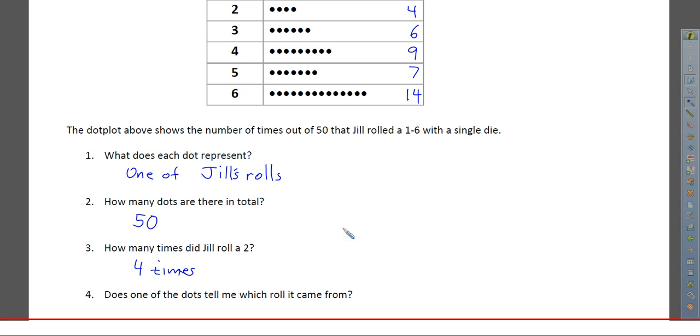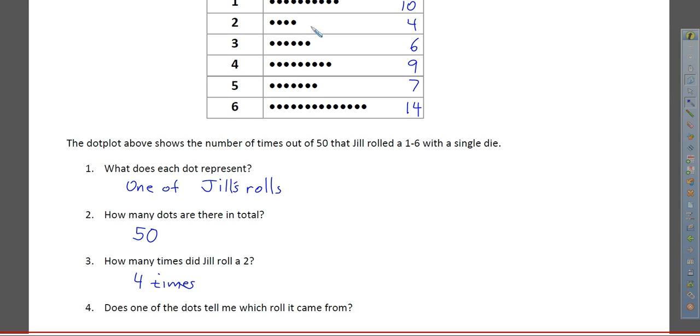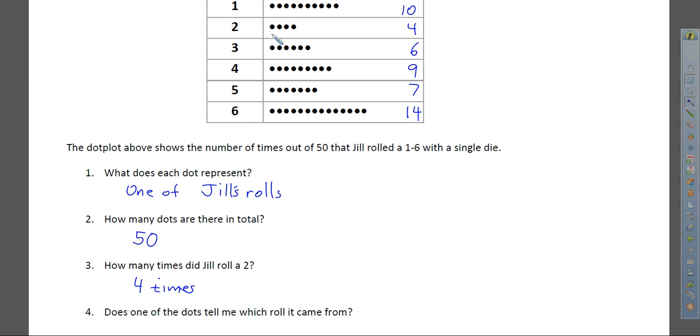Now, does one of the dots tell me which roll it came from? Do I know what roll this was? So if I look at this first dot on the 2, do I know which roll that was? Was that the 5th roll, the 10th roll, the 2nd roll, the 1st roll? I don't know, right? It just says that it happened.